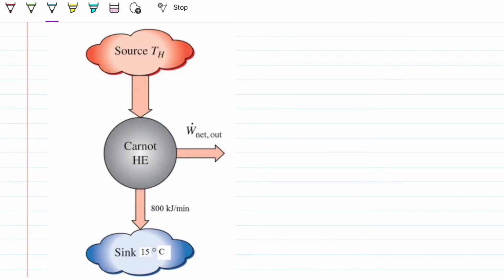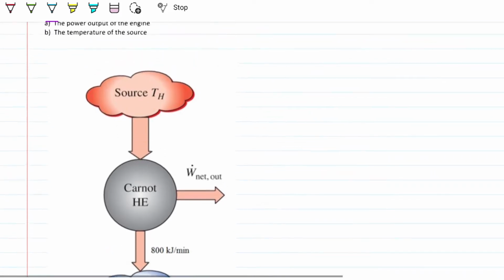So the idea here is we're going to try to find out what is the net work output, and also what is the temperature of the source for this imaginary Carnot heat engine.